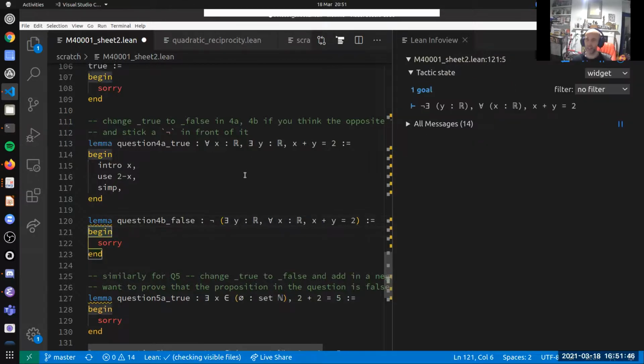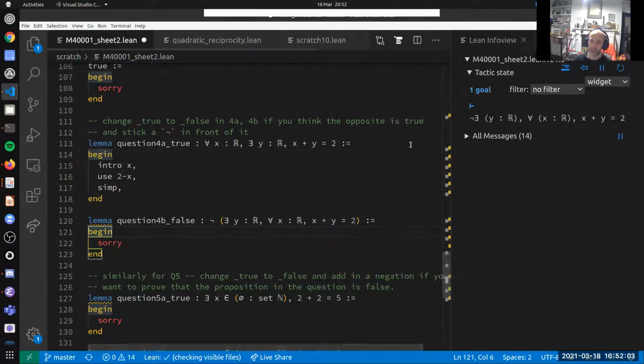There. Now we've got to prove that it's not true that there exists a y such that for all x, x plus y is 2. And now you can go on and use different tactics to try and prove this theorem. And I don't talk about the tactics in the lectures, but I give out handouts that explain the basics of how to use these things.